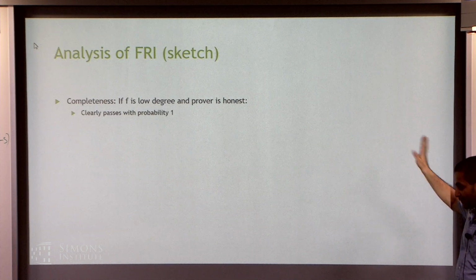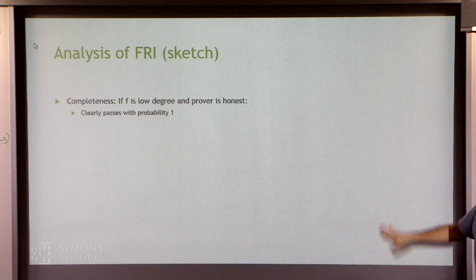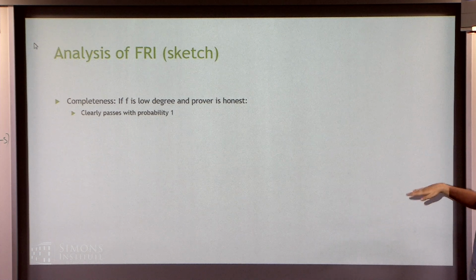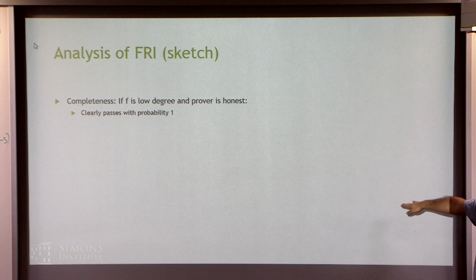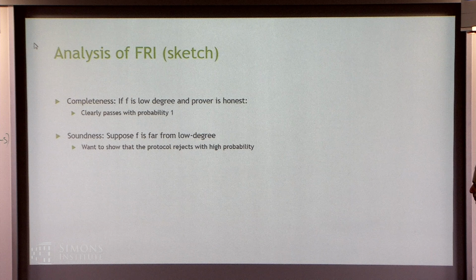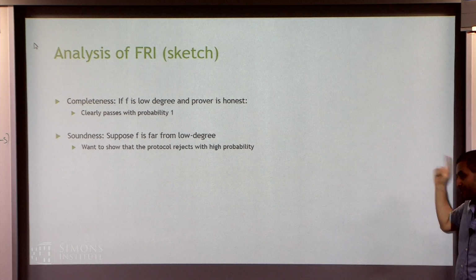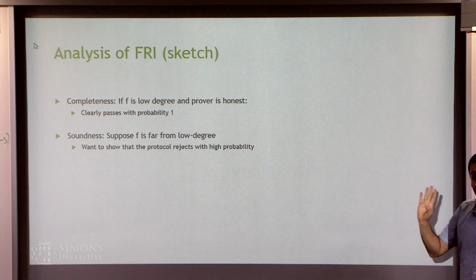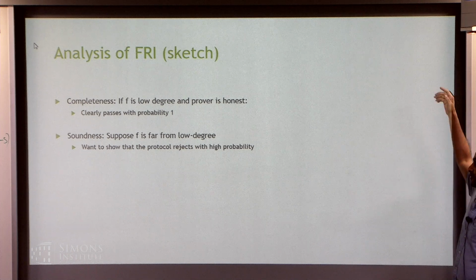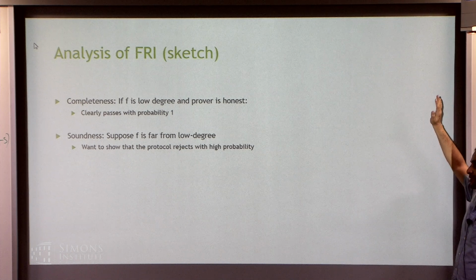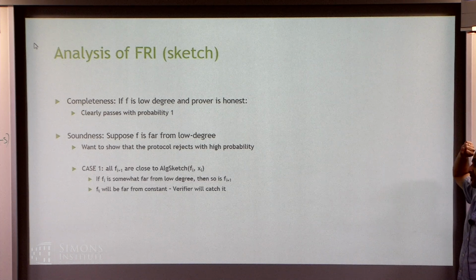So the sketch. If f was truly a low degree polynomial, it's clear you could have done everything. All the fi's would have been low degree all the way through, and at the end you'd have got a constant. All the tests would pass. The soundness is okay. Suppose f was far from low degree. We have some farness preservation, right?